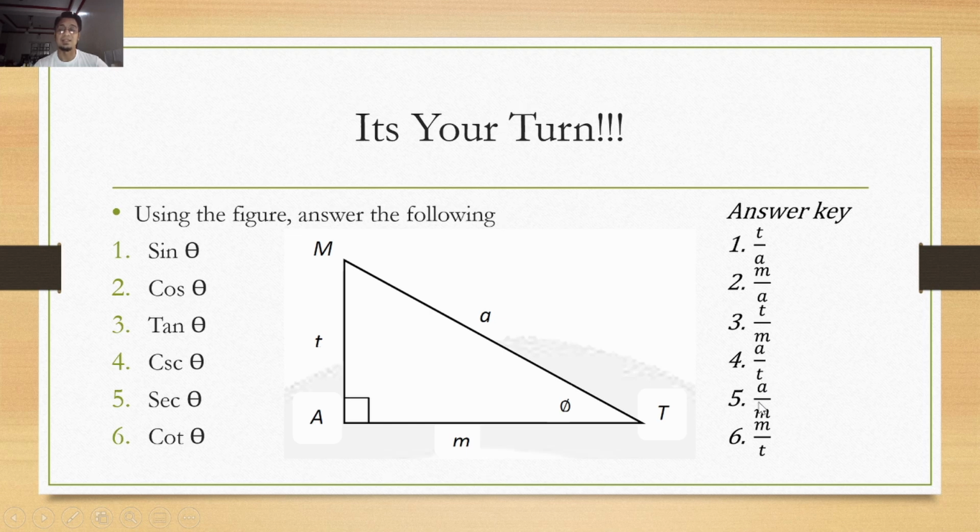Sa atin pong secant theta, that is hypotenuse over adjacent side, a over m. And sa cotangent theta natin, the reciprocal of tangent theta, that is adjacent over opposite side, m over t. So I hope you got all 6 correct. Para po at least alam natin gagawin pag nagkaroon na po ng value. So that will be it, guys.